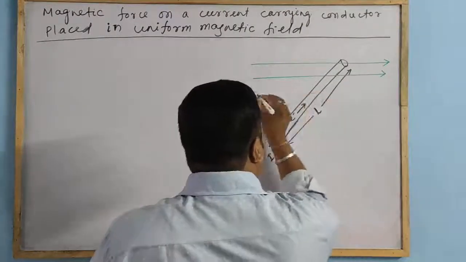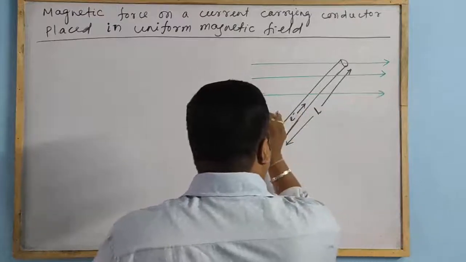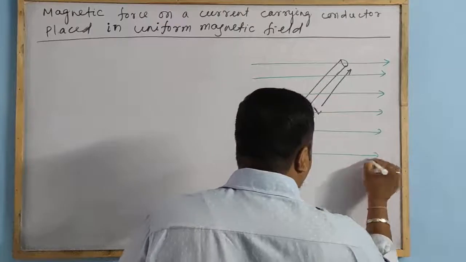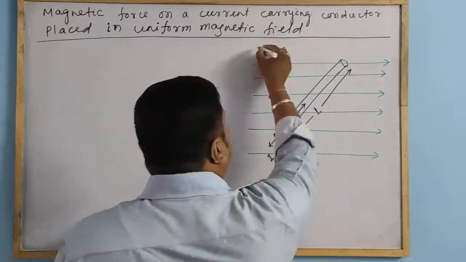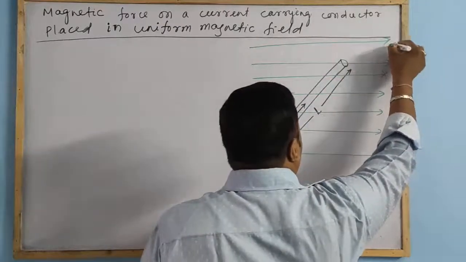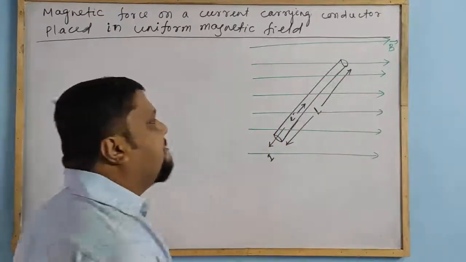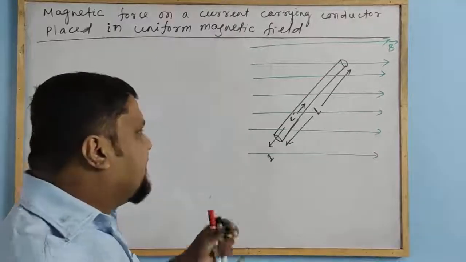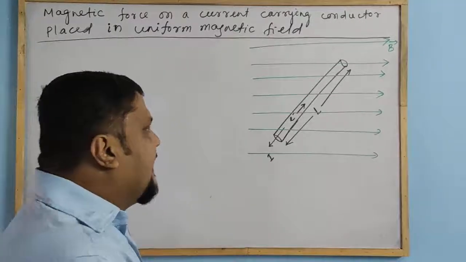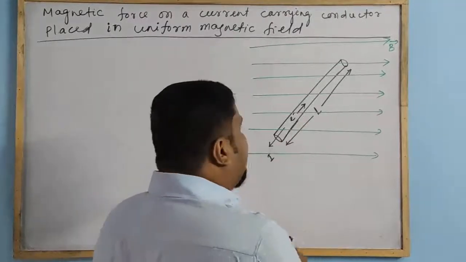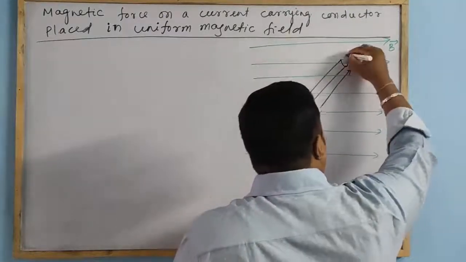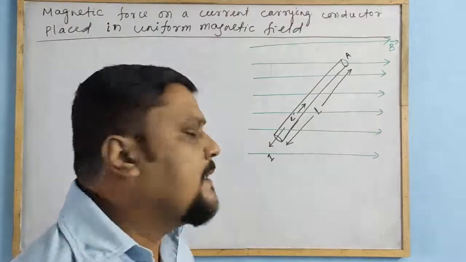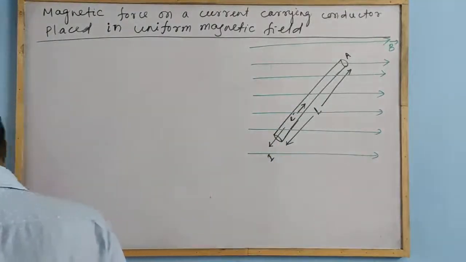equidistant, equispaced parallel lines. This is the uniform magnetic field. The conductor is placed in a uniform magnetic field like this. Let B be the uniform magnetic field, and the conductor is placed in the uniform magnetic field. Here is a current I, L is the length, and A is the area of cross section of the conductor. Clear?